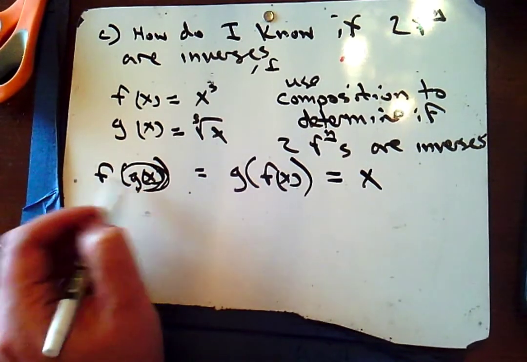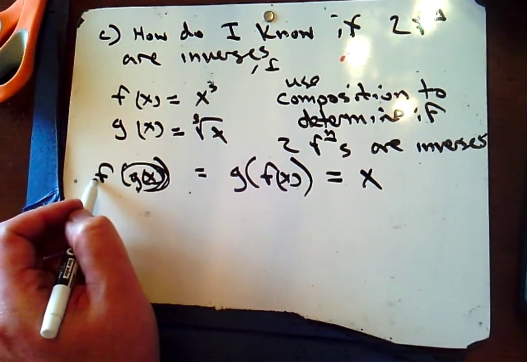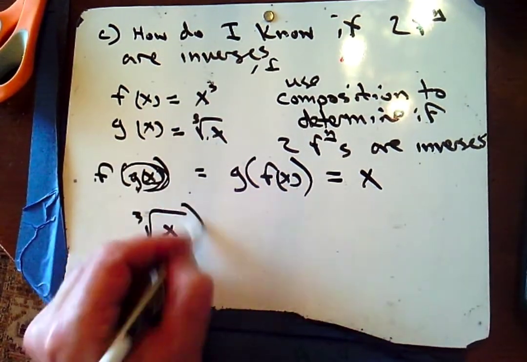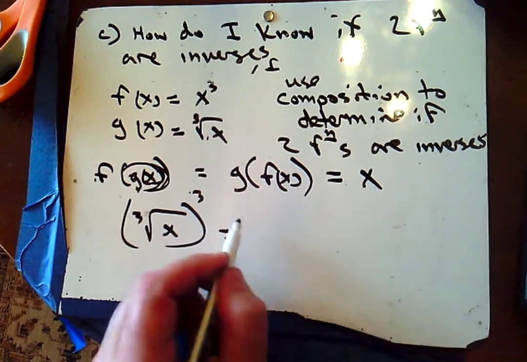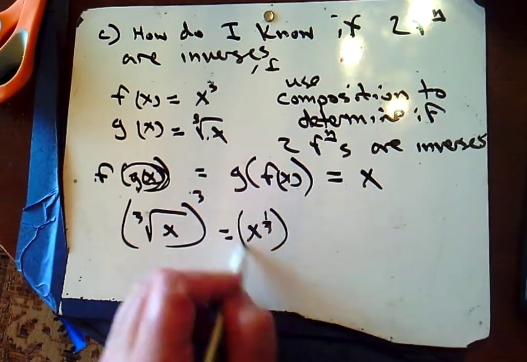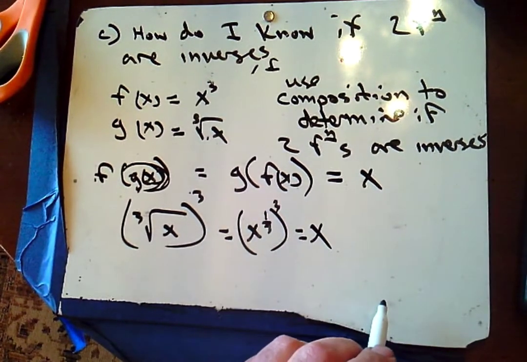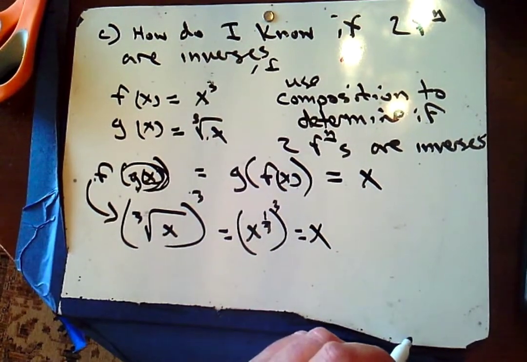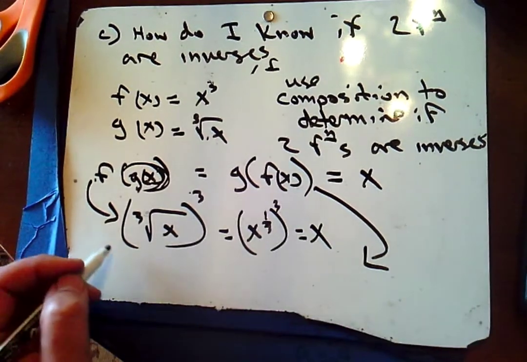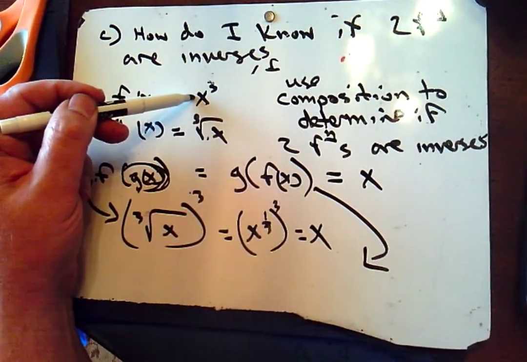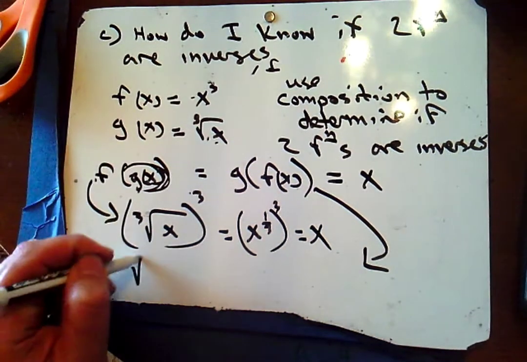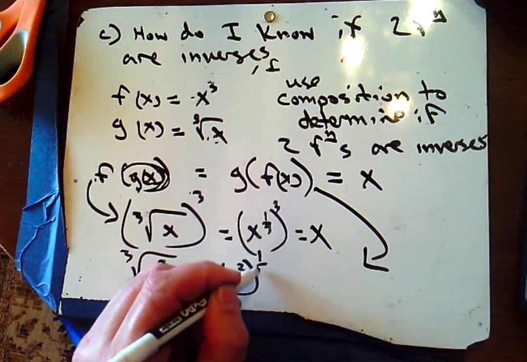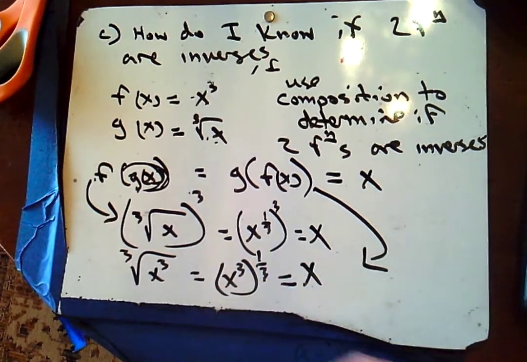Let's take g of x and plug it into all the x's of f of x. I'm going to take this and plug it in there. So I've got cube root of x raised to the third, which is x. Well, that's great, but that's not sufficient. That's just f of g of x. I still need to do g of f of x, which means I need to take this and plug it in there. Cube root of x to the third. Well, that's x to the third raised to 1/3, which is again x to the 1, or x.